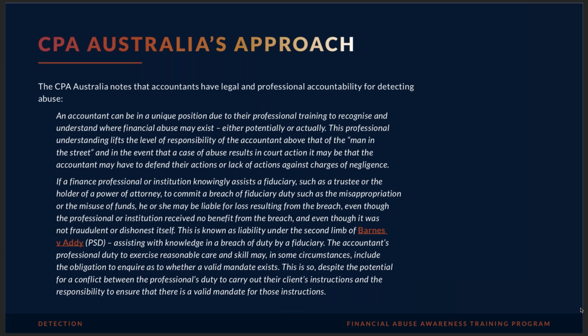CPA Australia has their own approach that sets out when accountants have legal and professional accountability for detecting abuse. They refer to the liability in the case of Barnes and Addy, and they talk about the extent of the accountant's professional duty to exercise reasonable care and skill. Accountants are in a unique position due to their professional training to recognise and understand that financial abuse may exist, either potentially or actually.